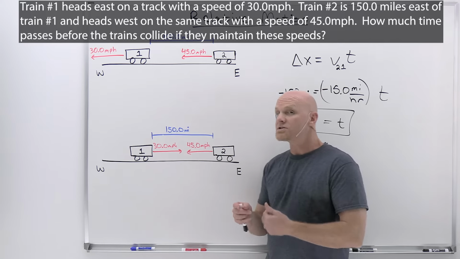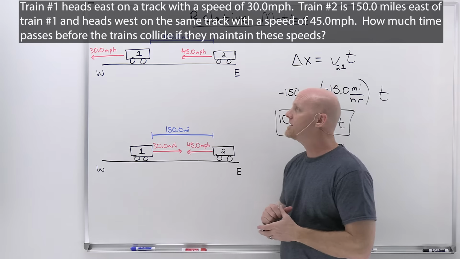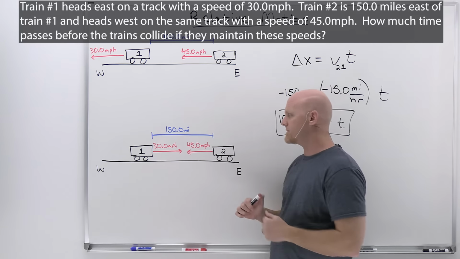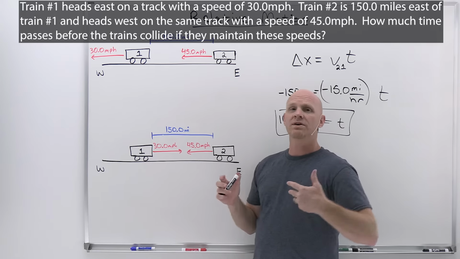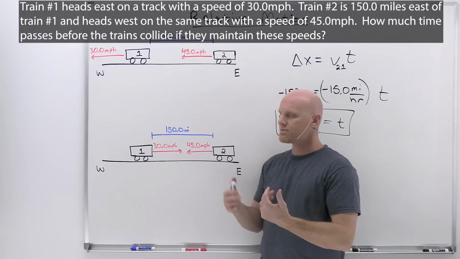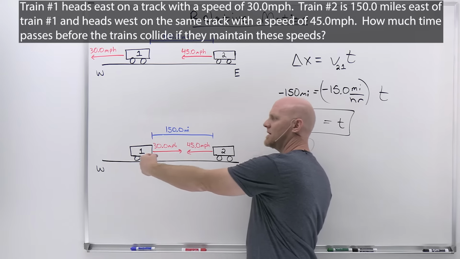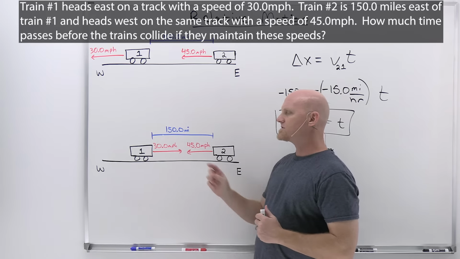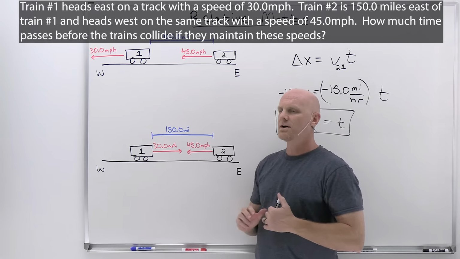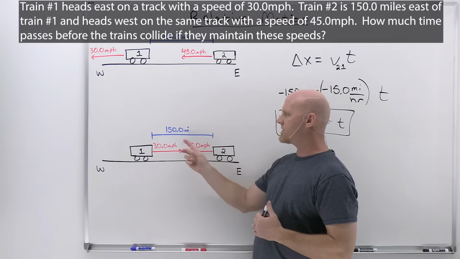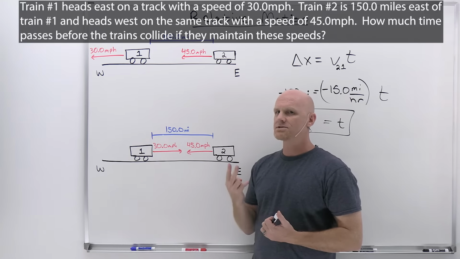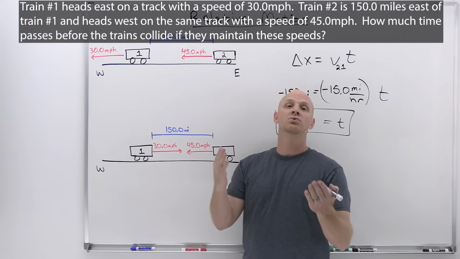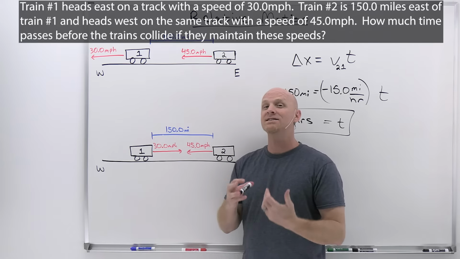This is probably the penultimate classical physics relative motion problem here. Again, this is one you might reason out in your head. If you've got a really good intuitive feel for this, you might just realize, well, they're both heading towards each other with a combined rate of 75 miles per hour. So to cover that distance between them of 150 miles, it's going to take 2 hours. No big deal. Great. If that's the level of understanding you have, fantastic.